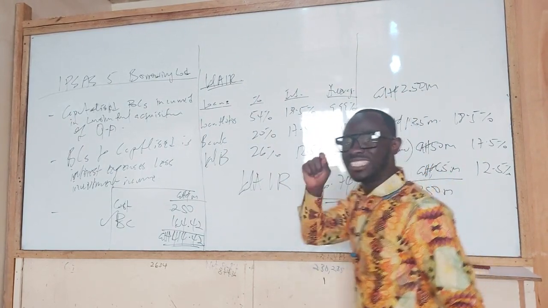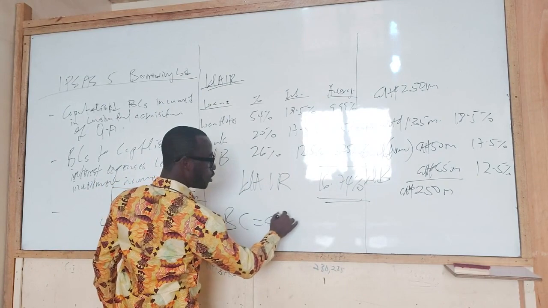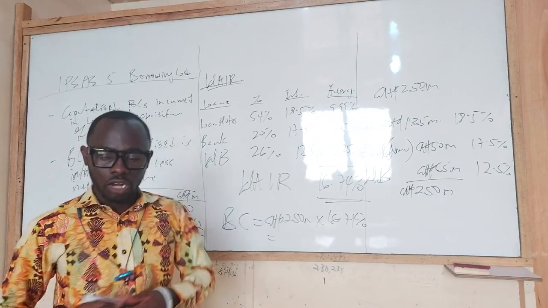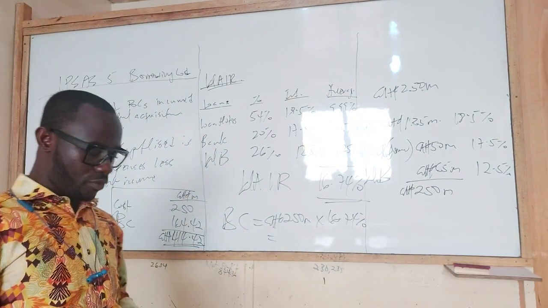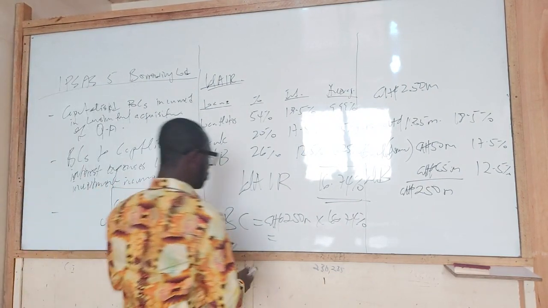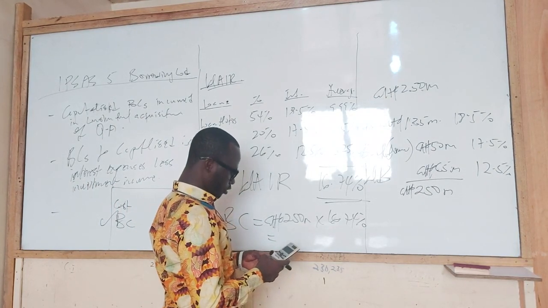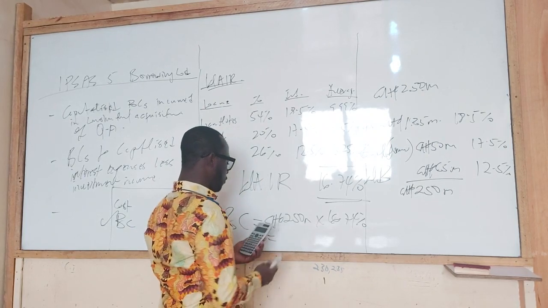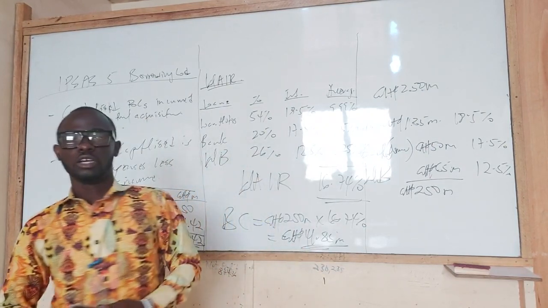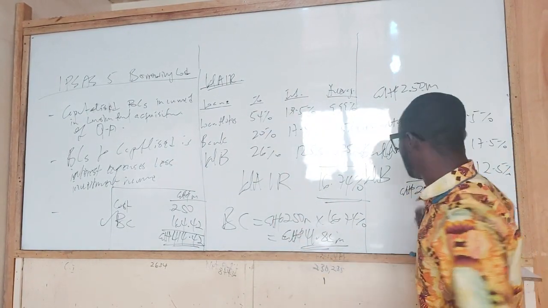So now, if we want to calculate the interest expenses or the borrowing cost on this 250 million Ghana cedis, we will use 16.74. So the borrowing cost will be equal to 250 million times 16.74%. And that will give us the annual borrowing cost. So 250 by 16.74, and that's going to be, I got it wrong, 250 by 0.1674, that's 41.85 million Ghana cedis.